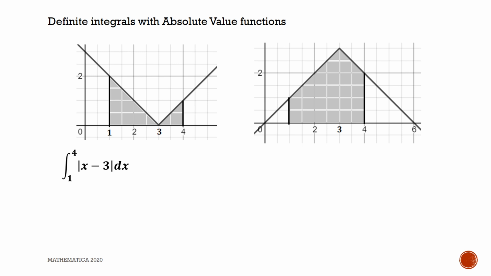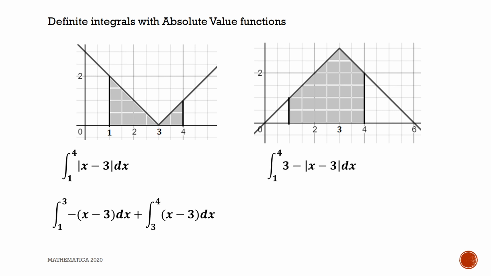So what you should notice is that between 1 and 3, the slope is negative, and between 3 and 4, the slope is positive. So because the slopes are different, what we're going to do is break up this definite integral into 2 parts. So from 1 to 3, we have the negative slope of the function, and then from 3 to 4, we have the positive slope of the function.